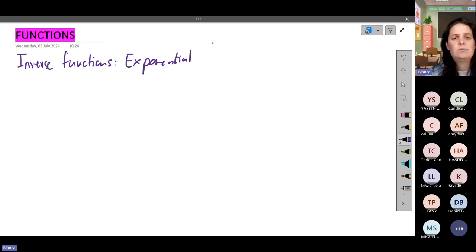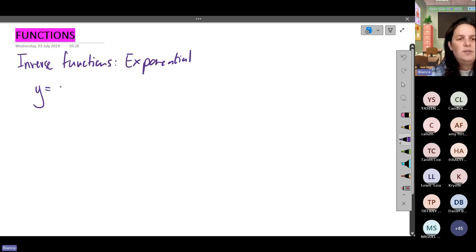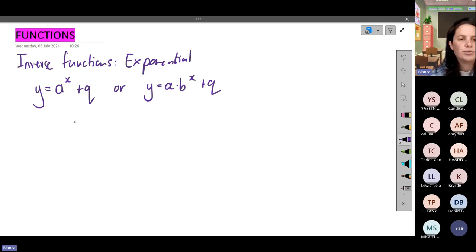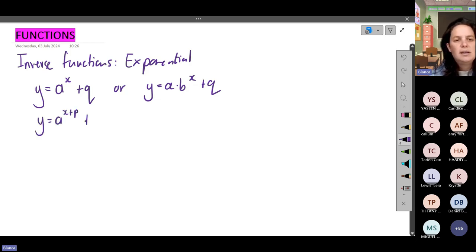Now, some of you might be seeing the word exponential and not even picturing the correct graph. So your exponential function, the general formula for an exponential function, is actually a couple, but the main one looks like this. If you were in grade 10, we would have given it to you like that, plus q. If you were in grade 11, we would have given it either like this or like this, actually. A times b to the power of x plus q. And then if you were in grade 11, we would have introduced you to a horizontal shift. So it looks like this. A to the power of x plus p or minus p plus q. So let's talk about these things first.